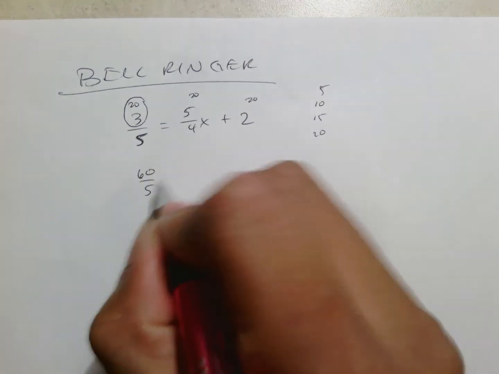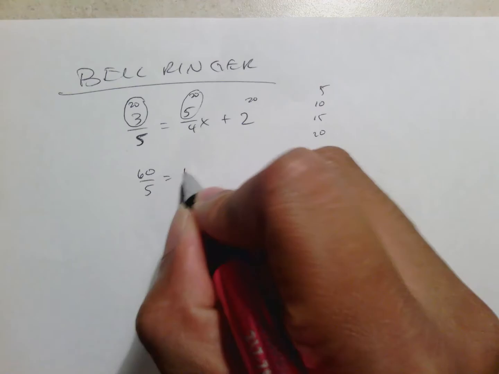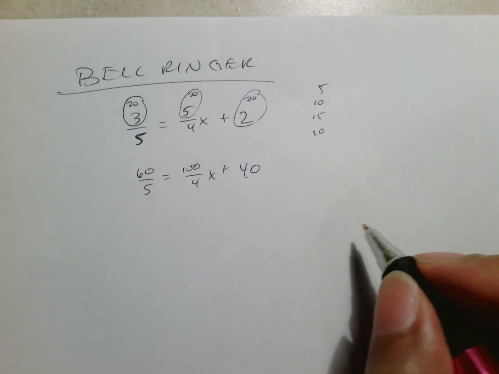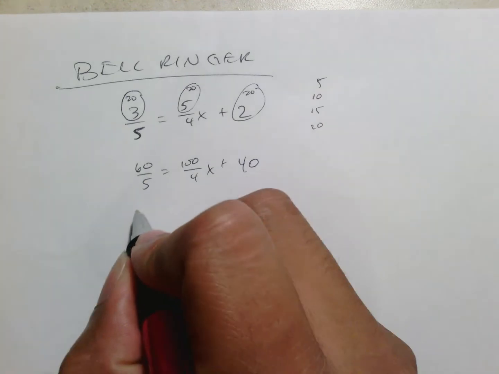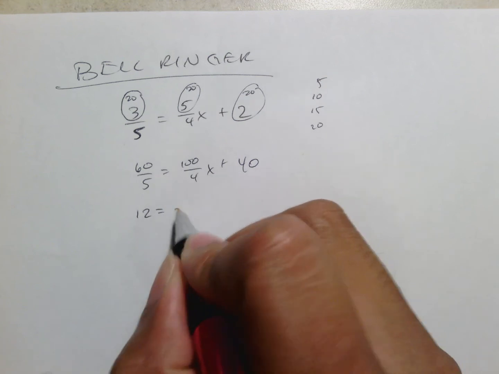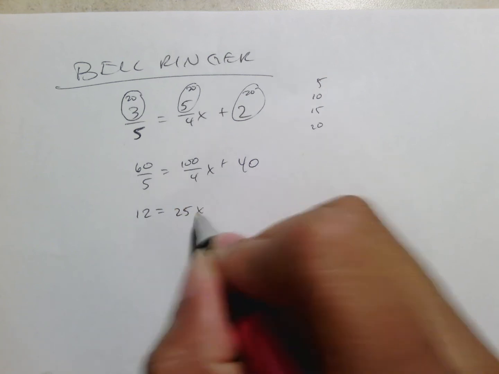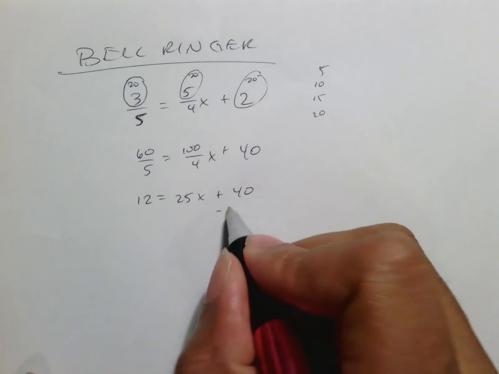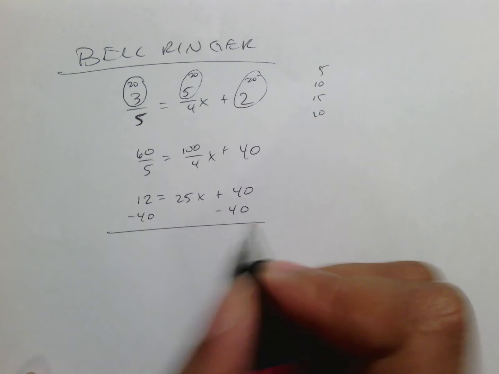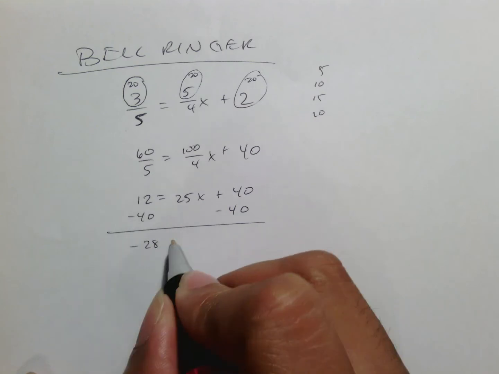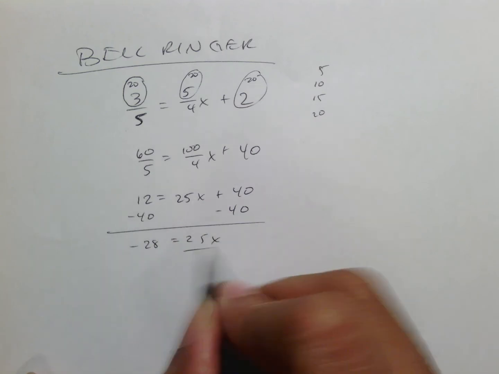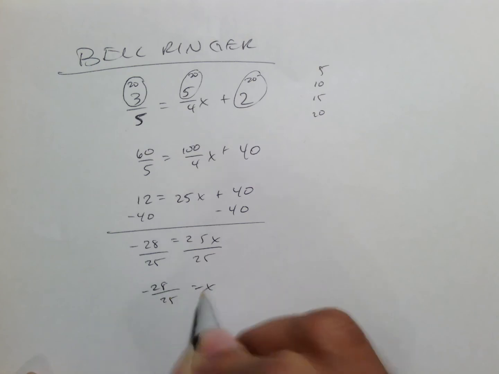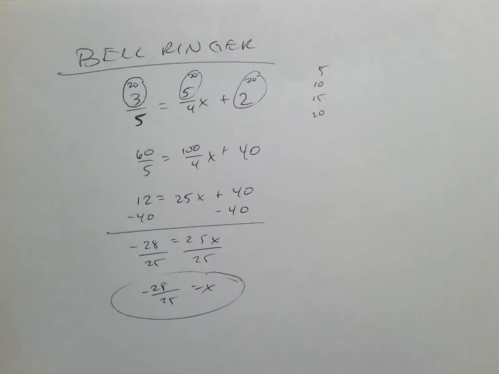That becomes 60 over 5 equals 100 over 4x plus 40. And the last thing that happens is 60 divided by 5 turns into 12, 100 divided by 4 turns into 25, and 40 comes down. And once again, we are at a basic position here where we simply subtract 40, getting negative 28 equals 25x, then dividing by 25 and getting negative 28 over 25 equals x. So if you did that right, that's what you should have gotten.